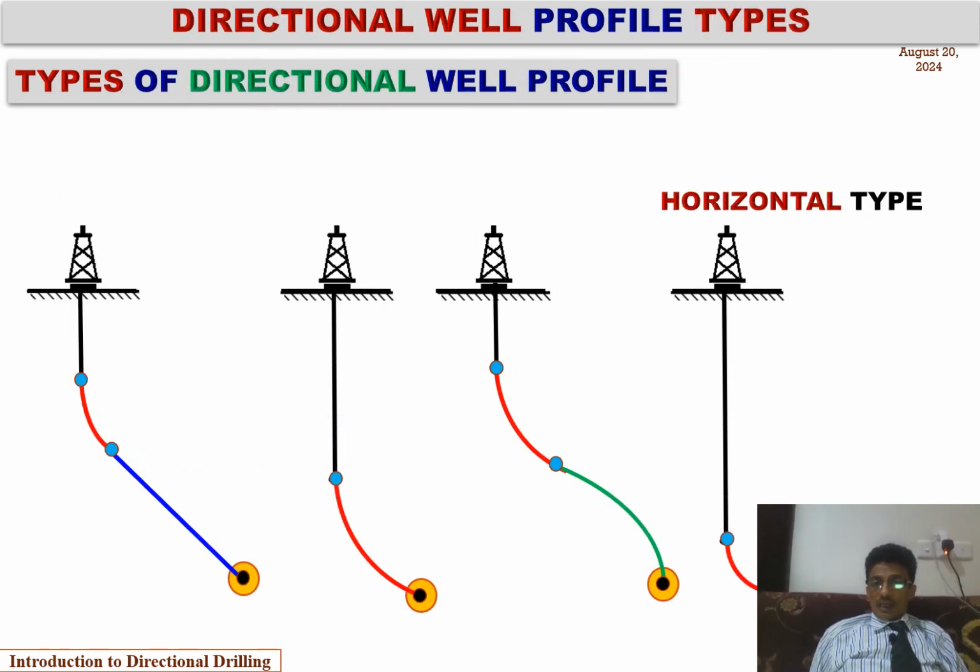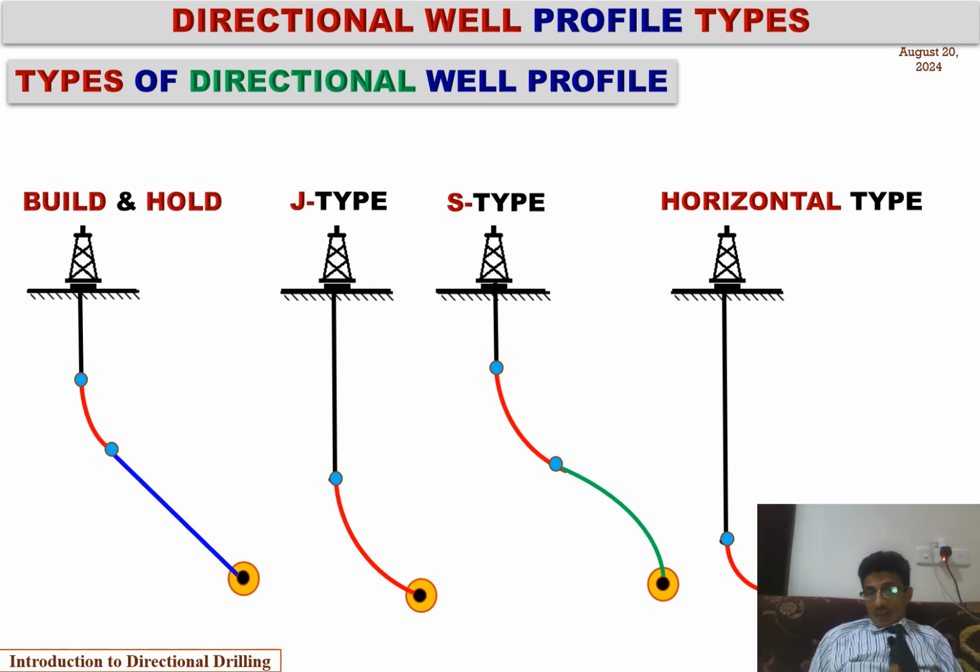Types of directional wells. We have more than 3 or 4 types of directional wells. Number 1, the build and hold angle. First, we drill the vertical section.